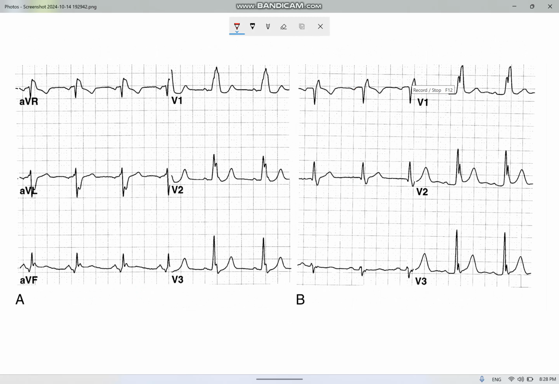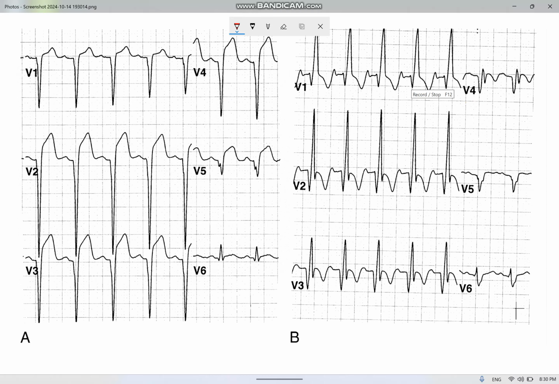Here you see two cases of right bundle branch block which have upright T waves in the right precordial leads. On the left, the patient has a true posterior MI, but on the right, the patient had no evidence of coronary artery disease. It shows that lack of T inversion in V1 and V2 can also indicate CAD, but it should be confirmed by echocardiography and clinical findings.